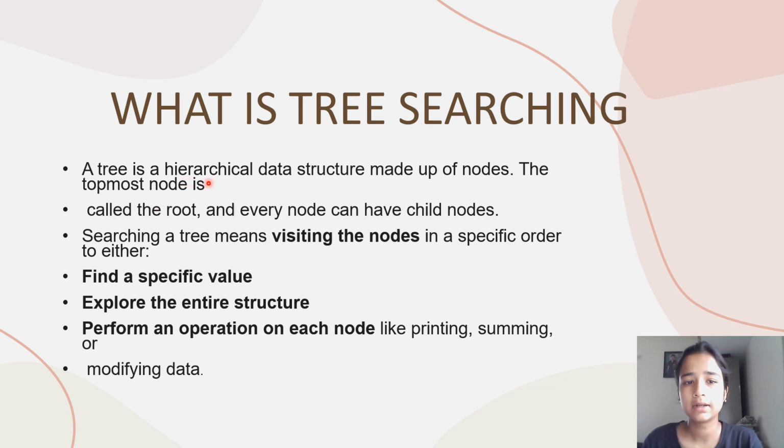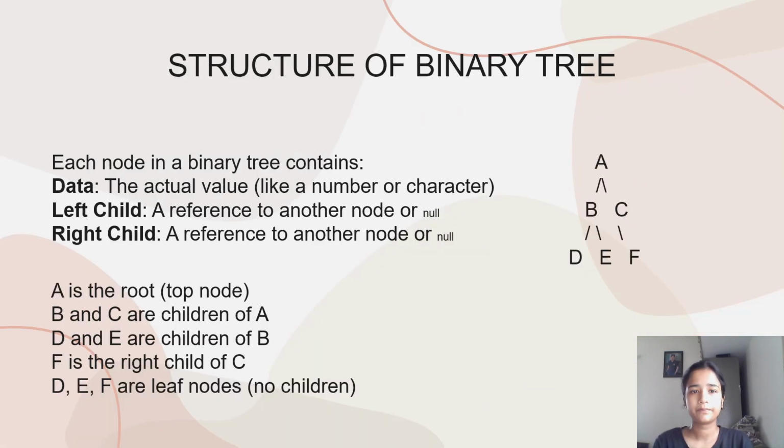A tree is a hierarchical data structure made up of nodes. The topmost node is called the root, and every node can have child nodes. So searching a tree means visiting the nodes in a specific order to either find a specific value, explore the entire structure, or perform an operation on each node like printing, summing, or modifying data.